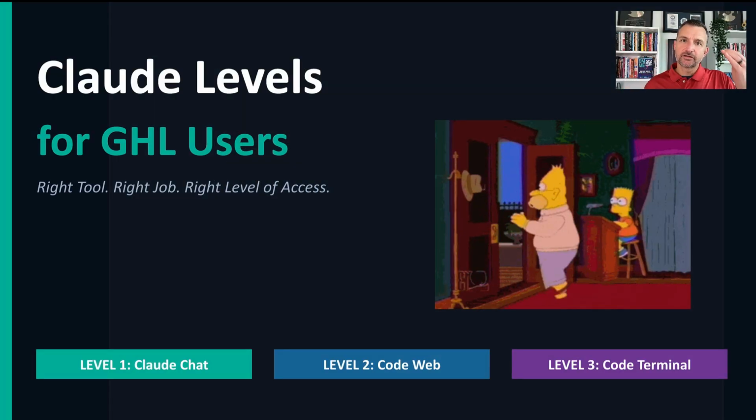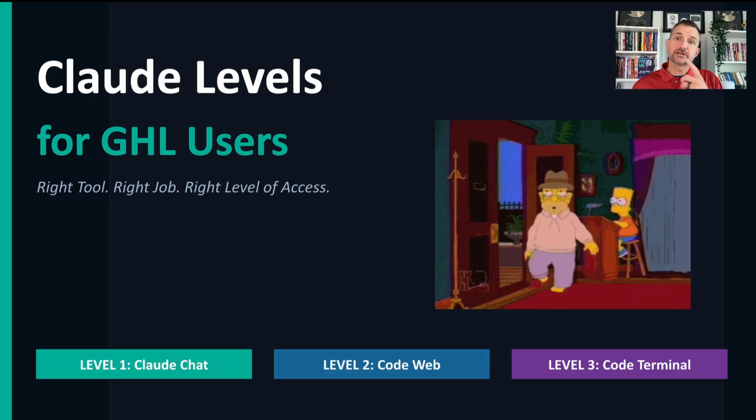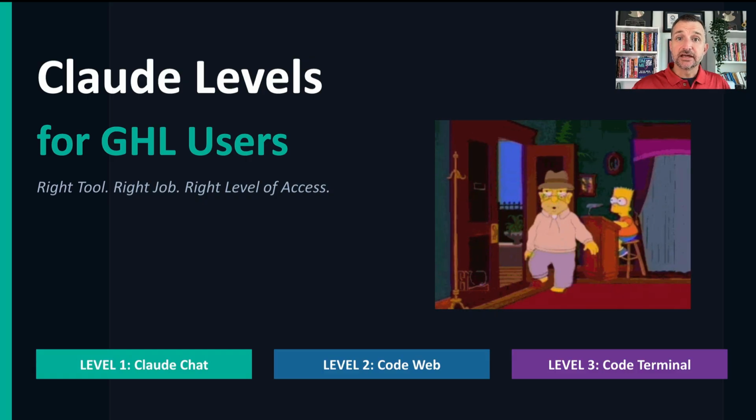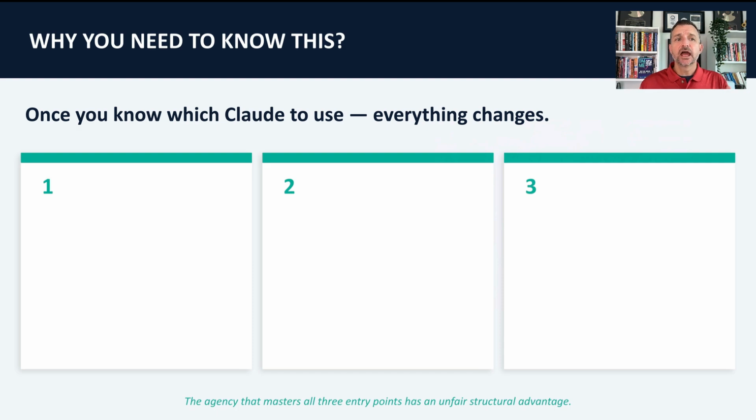So again, we're going to cover the Claude levels for GoHighLevel users. There's a level 1, a level 2, and a level 3. When you have the right tool and the right level of access, you get the job done. So here's what you need to know as we're going through this. Which one of these things do you need to use, and so everything changes?